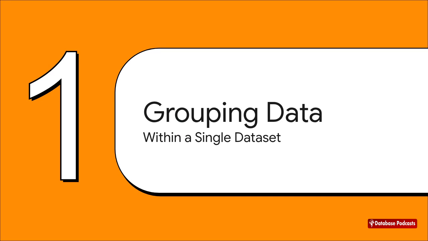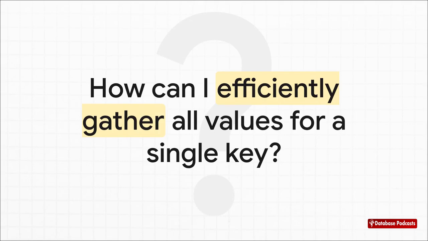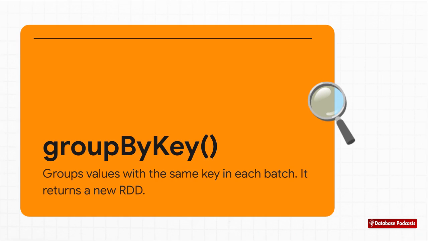How do you get your data organized when it's all living inside one single massive collection? Imagine you've got this huge list of key value pairs. Maybe it's user IDs and every click they've ever made, or product codes and all their sales records. The big question is, how do you pull together all the clicks for just one user, or all the sales for one product, when that data is scattered all over the place? Well, the answer is a fantastic little transformation called groupByKey.